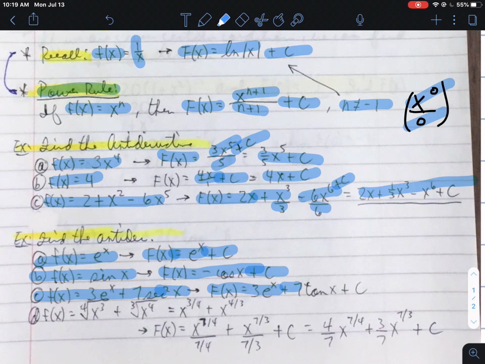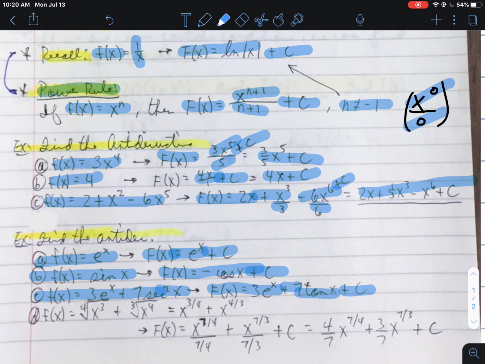So here I have to recognize, the question is, what is the antiderivative of secant squared? With your trig functions, you have to recognize what secant squared is the derivative of. And secant squared is the derivative of tangent, so the antiderivative of secant squared is tangent. So our capital F antiderivative is 3e to the x plus 7 tangent of x, plus our arbitrary constant c.